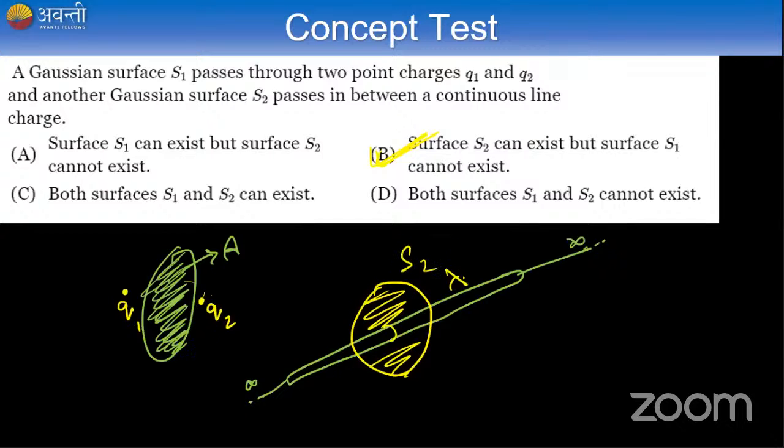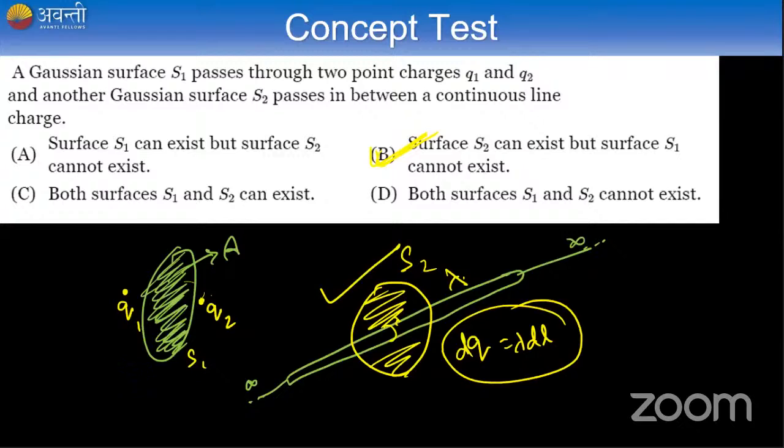is a Gaussian surface, because there is some charge, dq equals lambda times dl, enclosed inside this surface. So this surface is possible, whereas the other is not possible. This was what we had learned in our previous class.